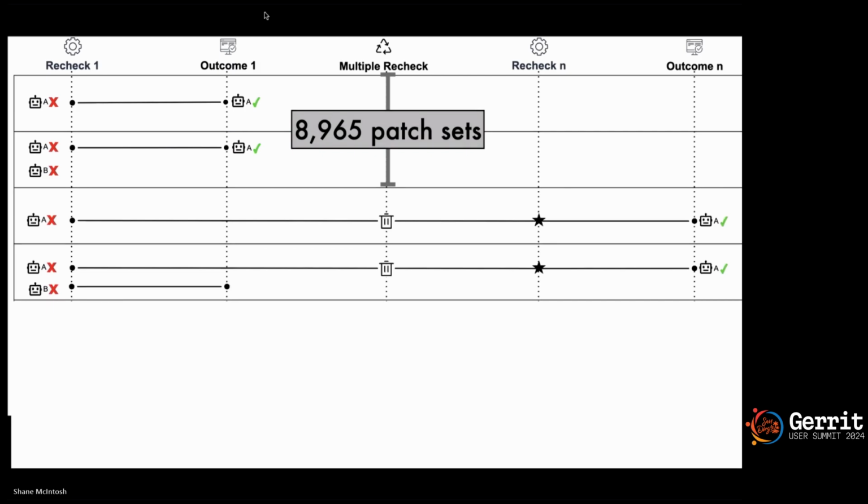There's another 2 types of rechecks where they've done the same thing. Effectively, at the end of the recheck chain, the bots are passing to clear the merge signal, right? But they've done more than one recheck along the way. And that's generating waste. That's the trash bin icons here. And these two are mirror images of the top two, right? And what we're observing here is that about 6,500 patch sets are in this more wasteful, but still successful recheck pattern, right?